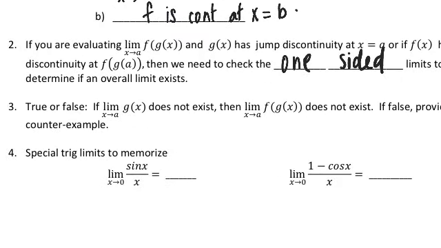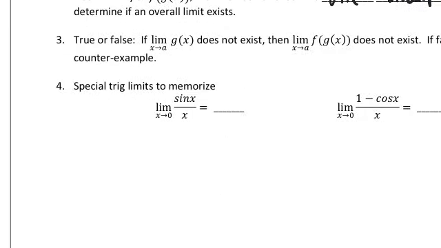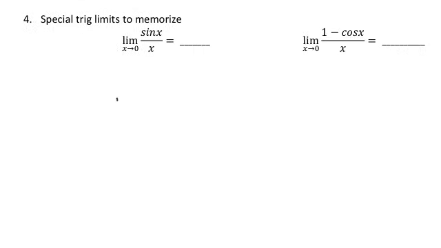True or false? If the limit of g of x as x approaches a does not exist, then the limit of f of g of x also does not exist. If false, provide a counterexample. So try to pause the video and see if you can come up with a counterexample, or is the statement true? Let's see, I could make up a counterexample like this.